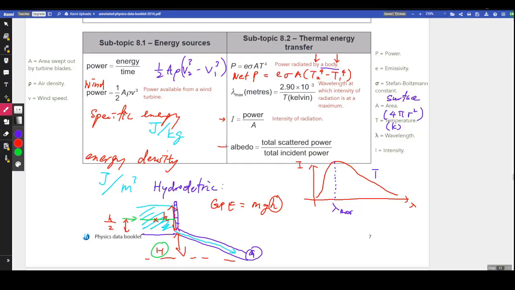Lastly, you can see albedo here. The symbol is usually alpha, and I don't think I have to explain much here because these are the wordings given to you already. The idea of total scatter power, you can also see it more like the reflection as well. So how much is being reflected over how much is being sent in the first place, so the incident power.